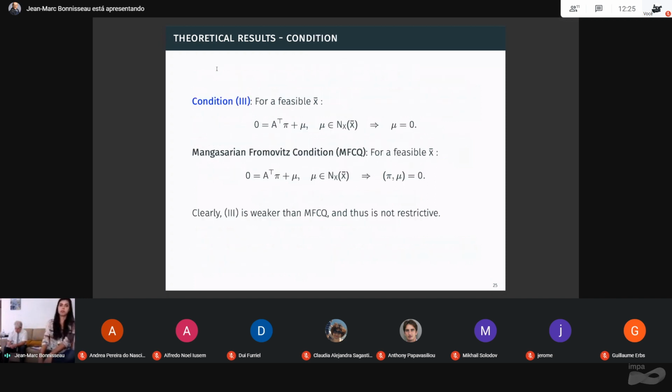Now about condition 3. It states that for a feasible x bar, if you write 0 equals A transpose pi plus mu, for mu in the normal cone at x bar, it implies that mu equals 0. We compare this condition to the famous Mangasarian-Fromovitz condition, that for a feasible x bar, if you write 0 equals A transpose pi plus mu, when mu is in the normal cone, it implies that pi and mu equal 0. The Mangasarian-Fromovitz condition is equivalent to the compactness of the set of Lagrange multipliers. Clearly, condition 3 is weaker than the Mangasarian-Fromovitz condition and thus is not restrictive.